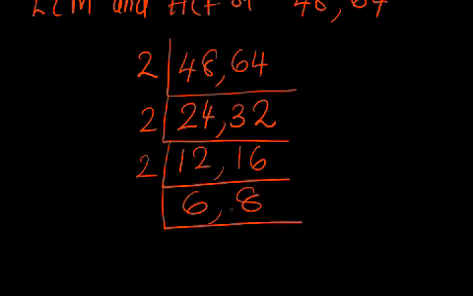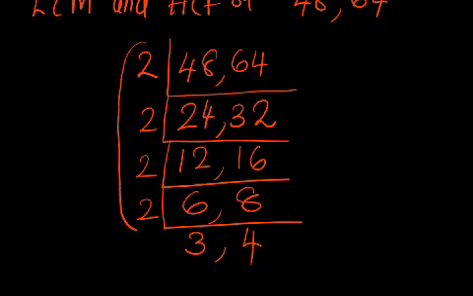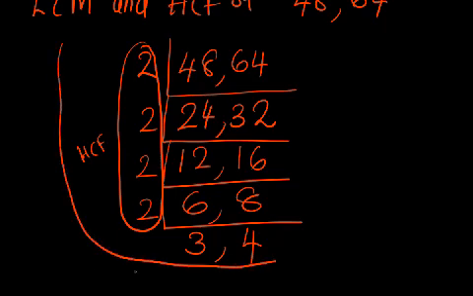So, again, 6 and 8 are divisible by 2. 6 divided by 2, 3. And 8 divided by 2, 4. Okay, so HCF will be the product of these numbers on the left hand side. Then LCM will be the product of all these numbers.